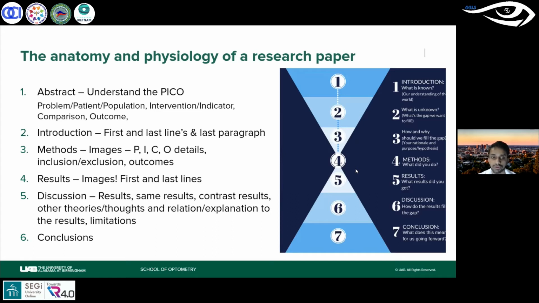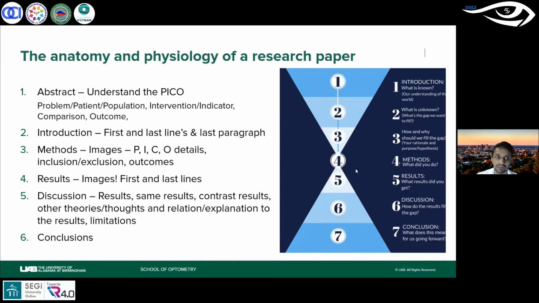Discussion, again, it will start with results or describing what the results are. Then it will move on to studies that have the same results. This is where you can look for what to read next in the area if you're interested. Then it will talk about studies with contrasting results, so studies that don't agree with what they have found. Then any other theories or thoughts and relations or explanation to what they have found in these results. And last is the limitations, where you can learn about what next needs to be done. And this is where you might find your research question or topic if you're looking for one.